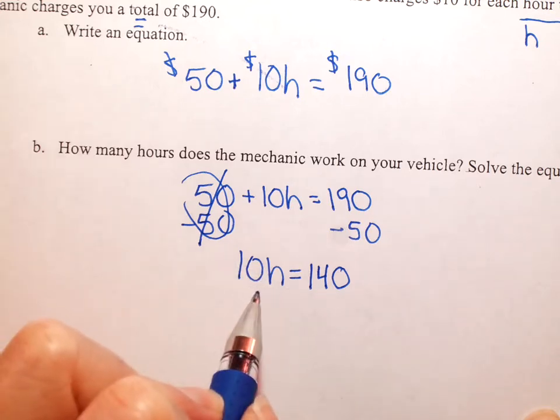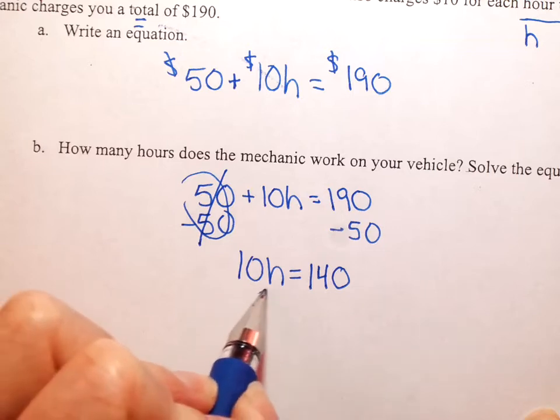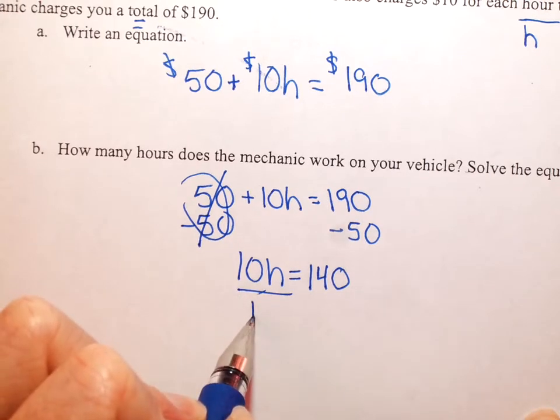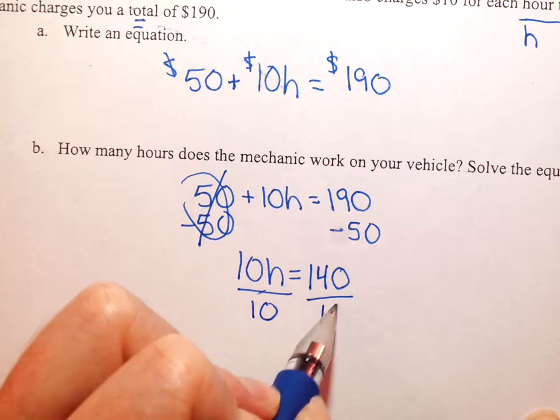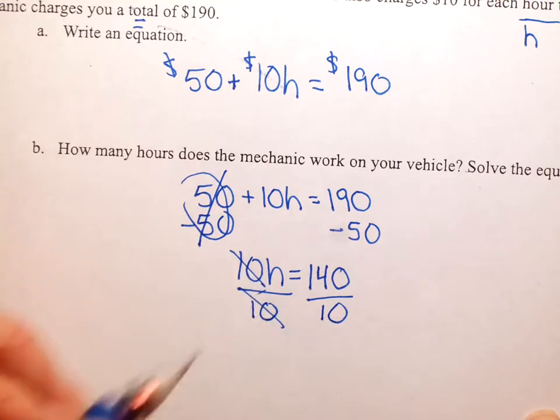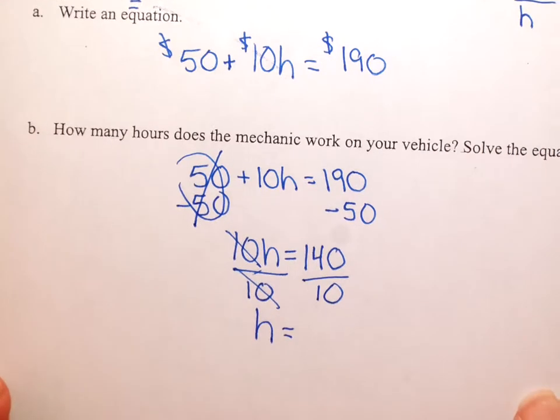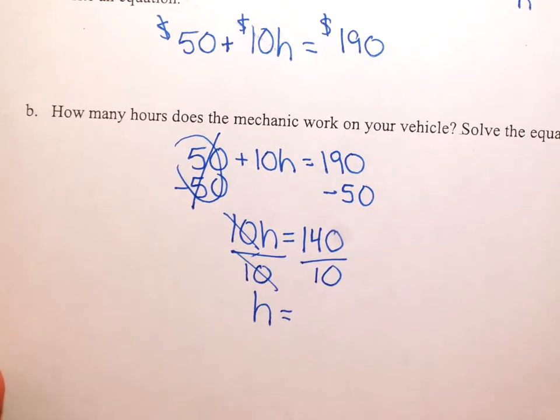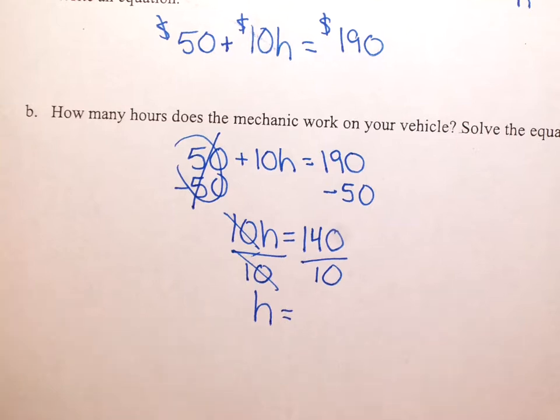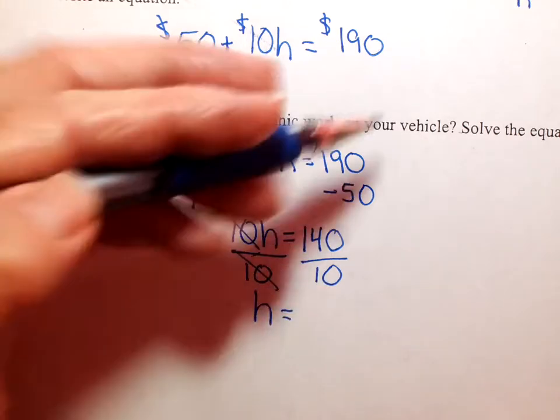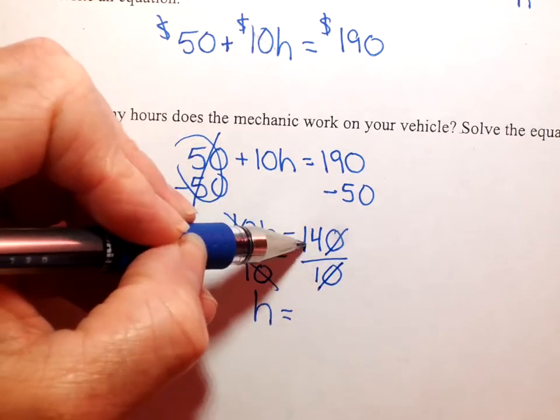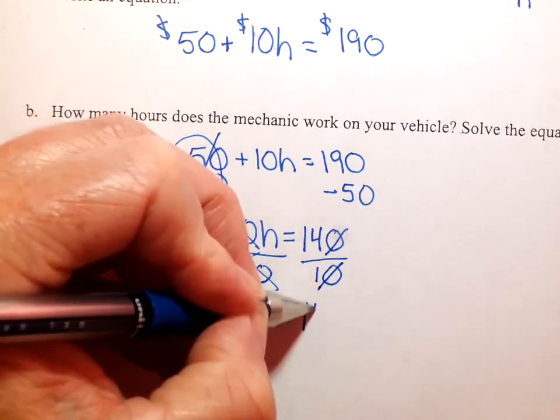This looks familiar. They're being multiplied. So let's go ahead and do the opposite or inverse operation, which is divide. 10 and 10 cancel out. I'm left with h. So this is going to tell me how many hours. If you need to, you can put this in your calculator. 140 divided by 10. If you'd like, you can do the zero trick. These zeros can cancel out, and I'm left with 14 over 1, which is the same as 14.